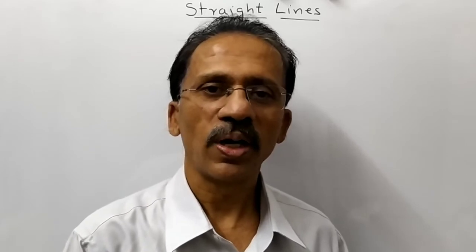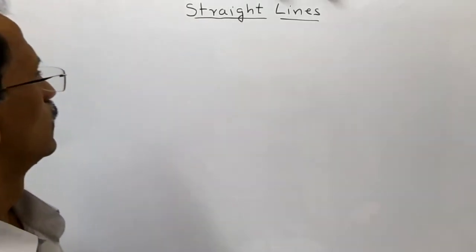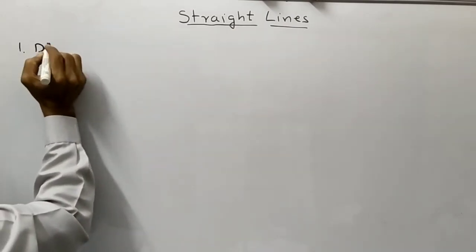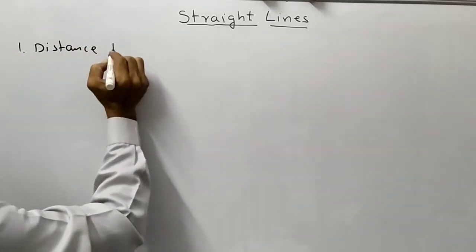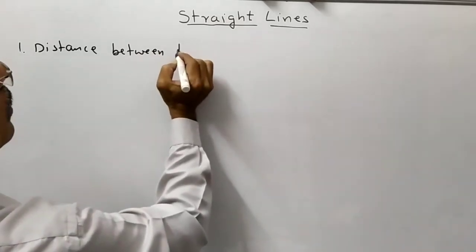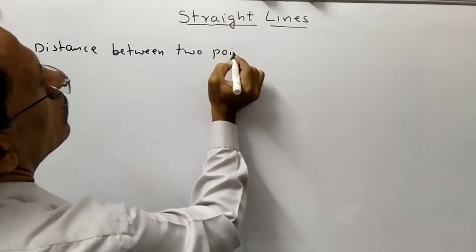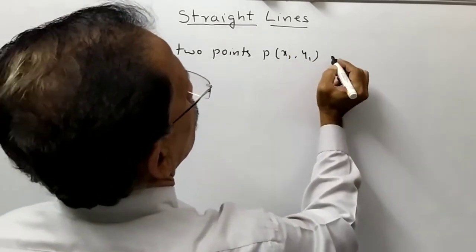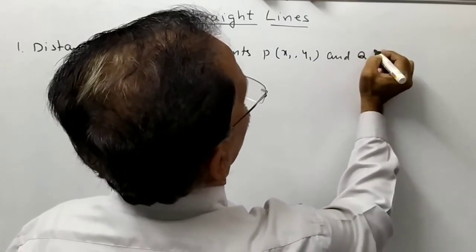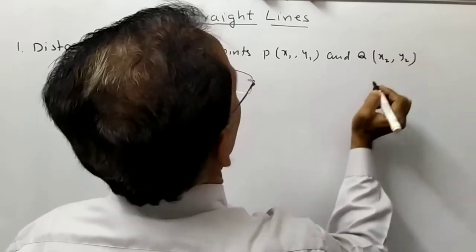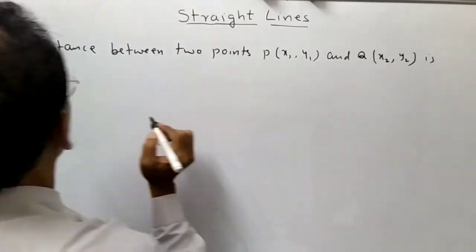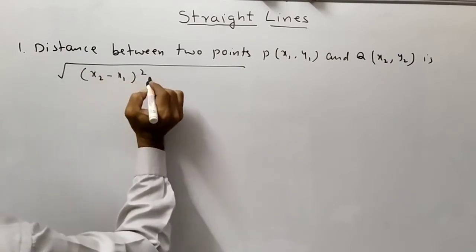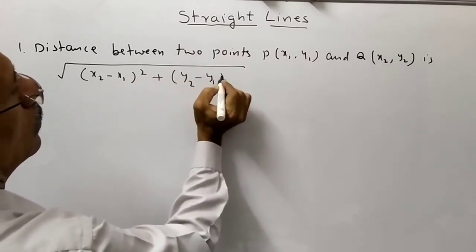We also studied some important formulae. They are: first one, distance between two points P with coordinates x1, y1 and Q with coordinates x2, y2 is square root of x2 minus x1 whole square plus y2 minus y1 whole square.